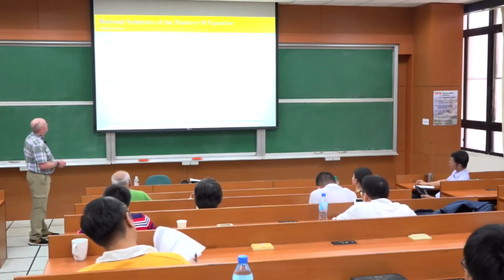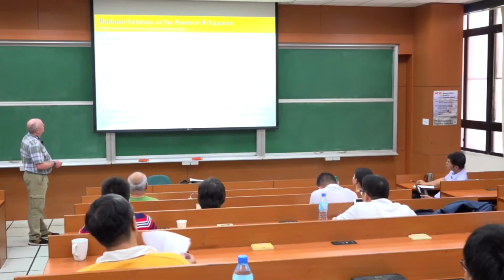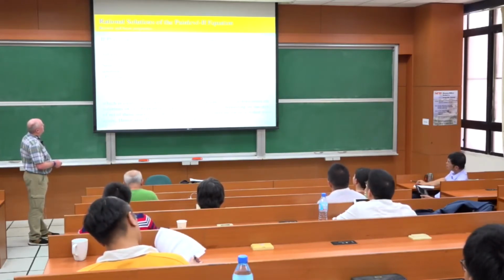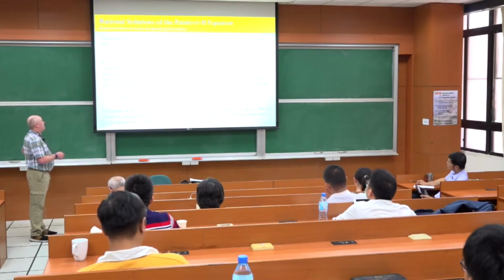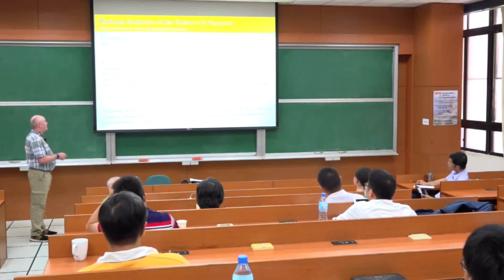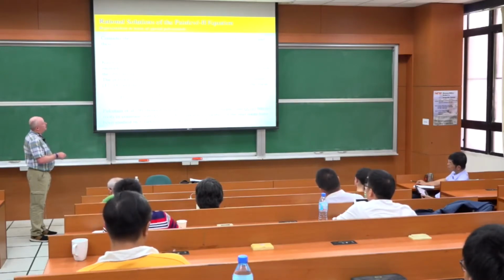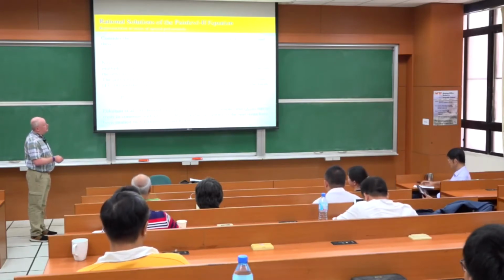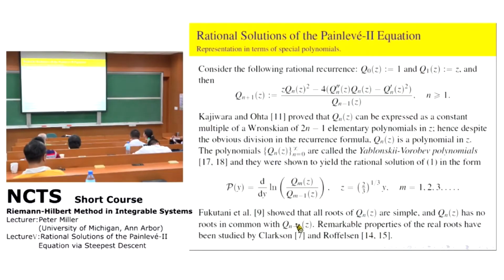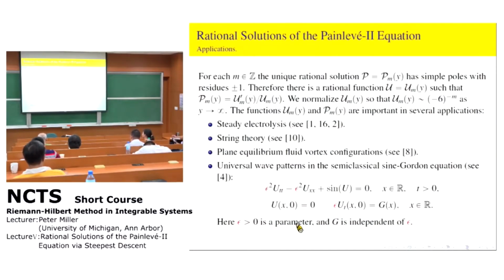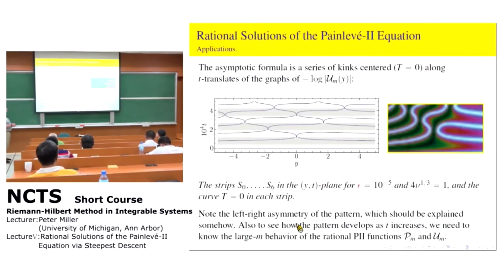Okay, let's look. Right, where was it here? Okay, here we go. So P_m is the logarithmic derivative of this fraction. This fraction, up to a constant, is u sub m. Up to a constant, which disappears when you take the logarithmic derivative.